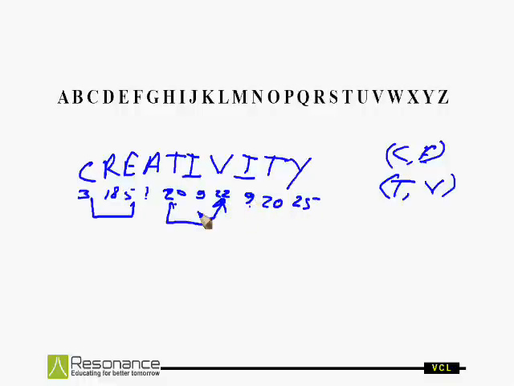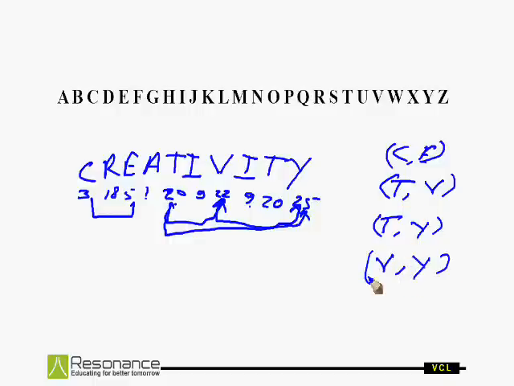Next continue this. After 22 there is 23, 24, 25. So one more pair of T with Y, because T is at 20th position and Y is at 25th position, and 4 different alphabets are there between T and Y. These are I, V, I and T. So TY is the next pair. Because T and V already made a pair, and the next pair of T is with Y, V and Y will also make one pair, so VY is the next pair. So right now we have 4 pairs.